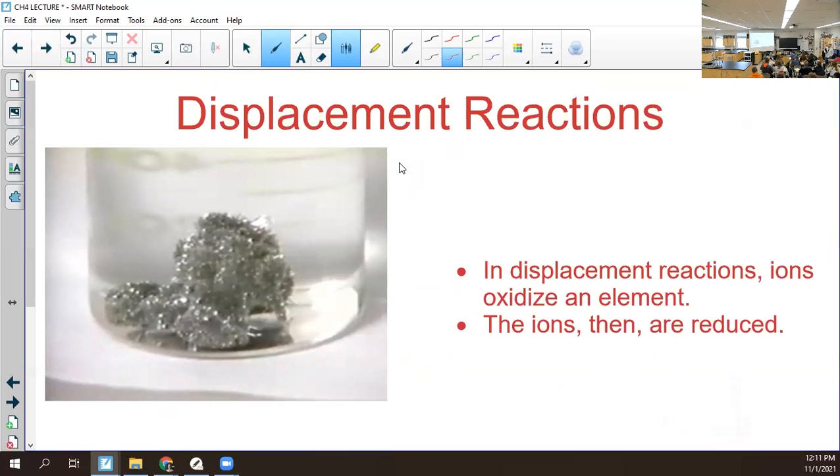Okay, redox reactions or single replacement reactions are also called displacement reactions. There's nothing different than what I already said. In displacement reactions, ions oxidize an element. It means the ions make the element lose. The ions then are reduced. Let me get an example out for you.